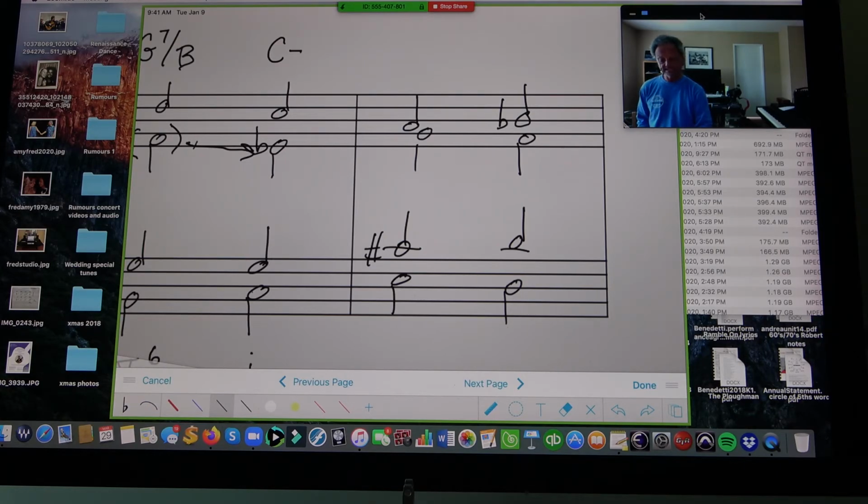So if I do E, I do have a 3rd, G, yes. But then do I have a B? I do not. So I can't start with an E as the root. Next, I'm going to go to a C sharp.